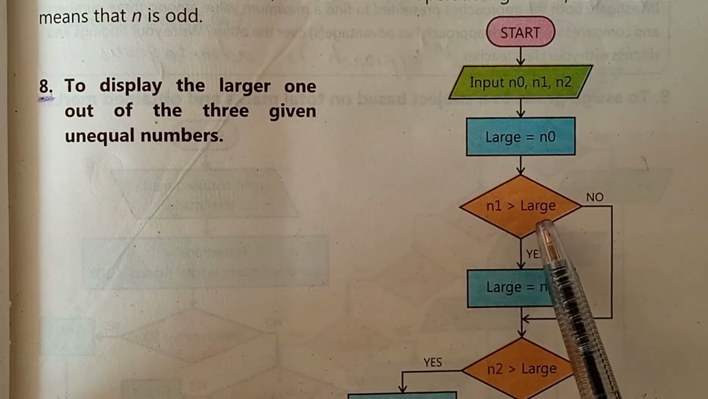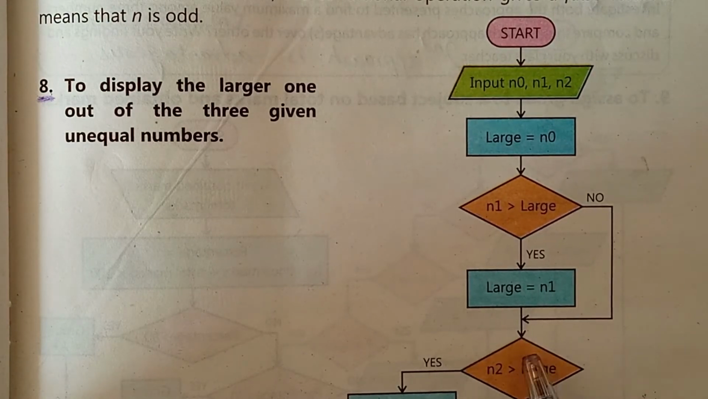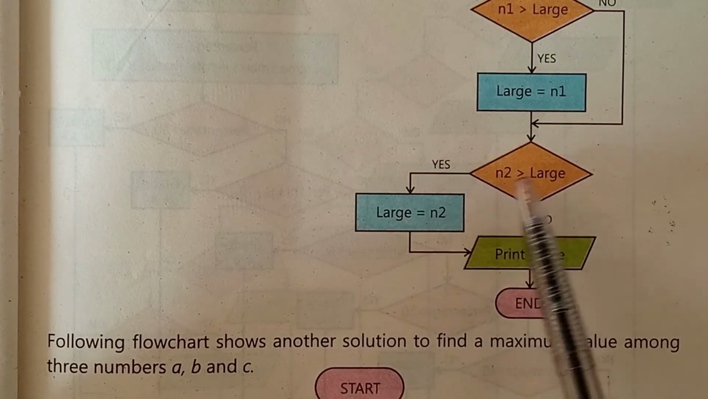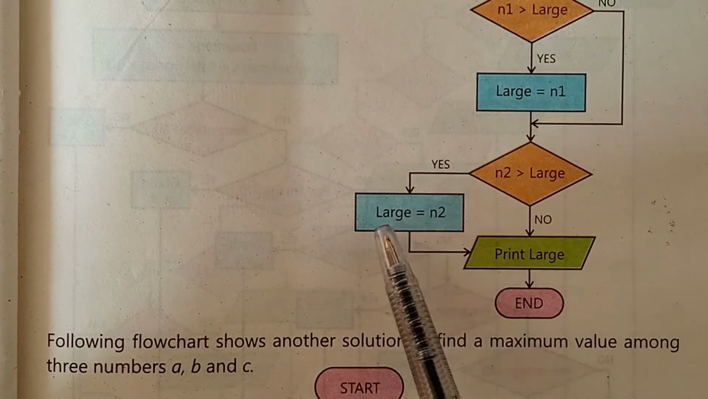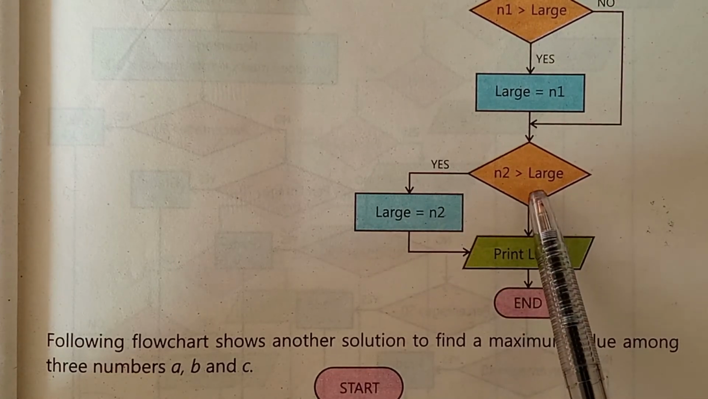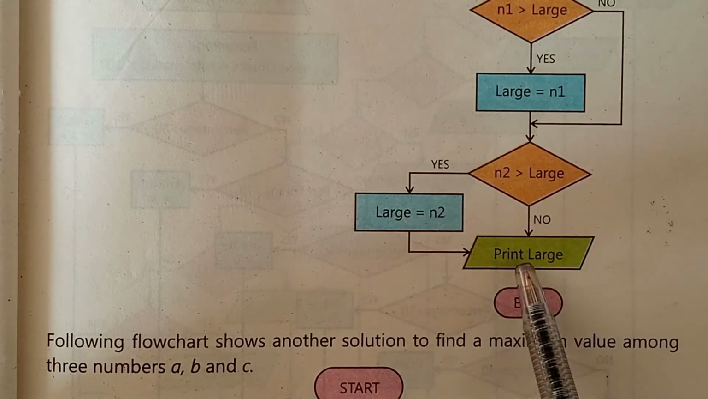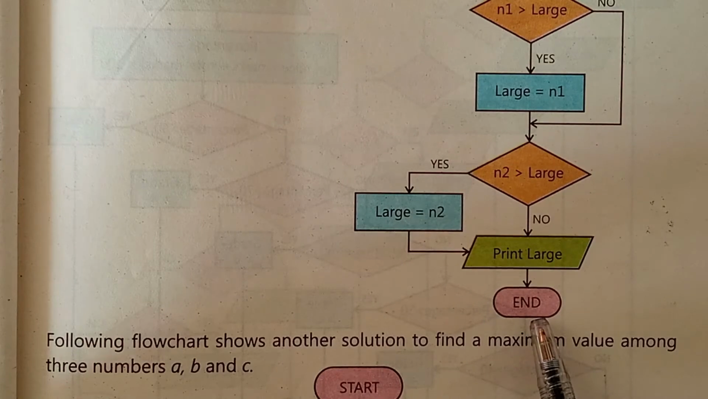And if the condition is not fulfilled, then it goes to the next step. Now if n2 is greater than large, then it goes to the next step, large is equal to n2. And if the condition is not fulfilled, then it will print large, and then the flowchart will be ended.